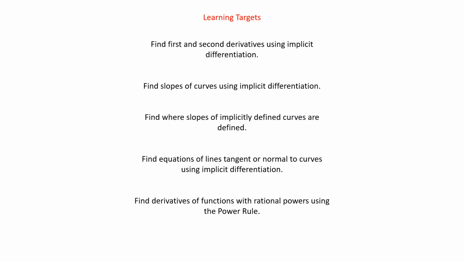Learning targets. Find the first and second derivatives using implicit differentiation. Find slopes of curves using implicit differentiation. Find where slopes of implicitly defined curves are defined. Find equations of lines tangent or normal to curves using implicit differentiation. And then find derivatives of functions with rational powers using the power rule. That last one is super easy, that we've actually already talked about a little bit.